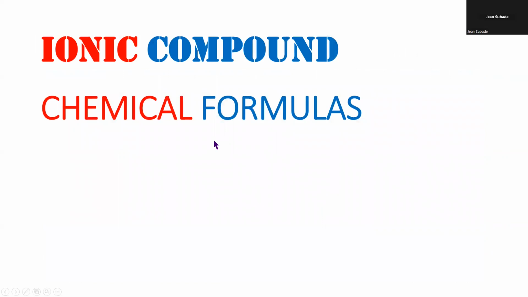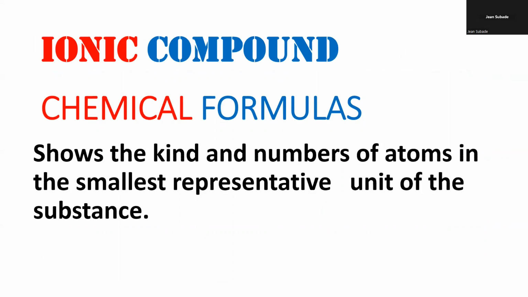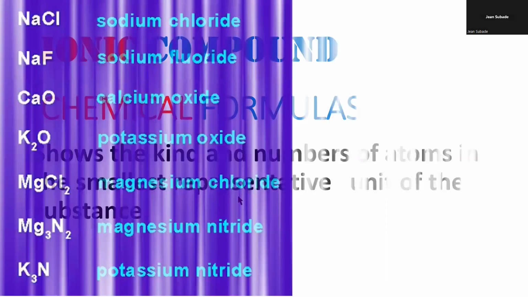So let's move on to what we really need to be familiar with, and that is ionic compounds. In writing chemical formulas of ionic compounds, always remember that it is a kind of formula that shows the kind and numbers of atoms in the smallest representative unit of the substance. Again, it shows the kind and the numbers of atoms in the smallest representative unit of the substance.